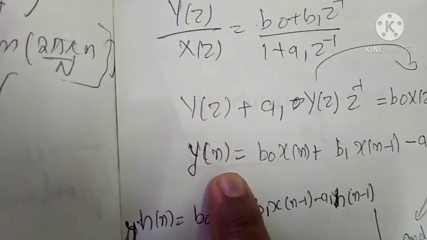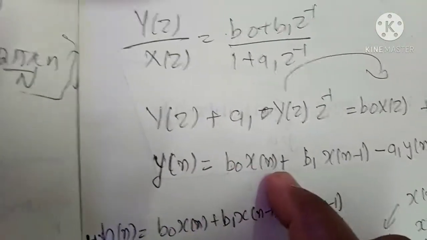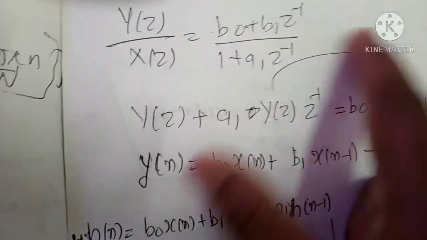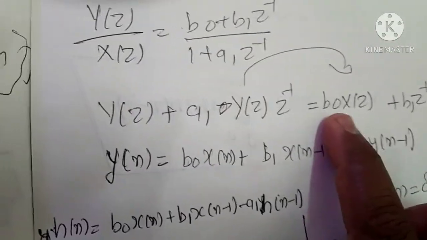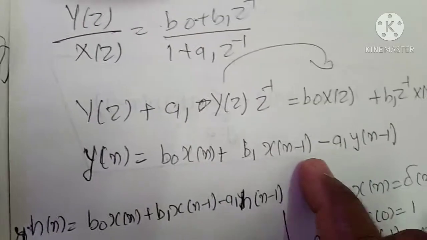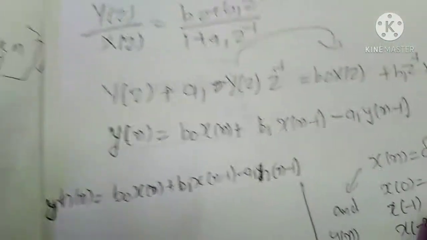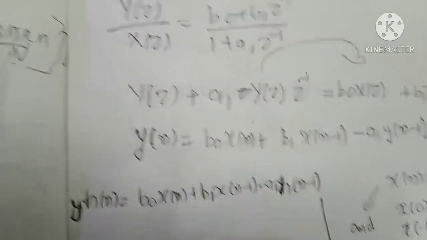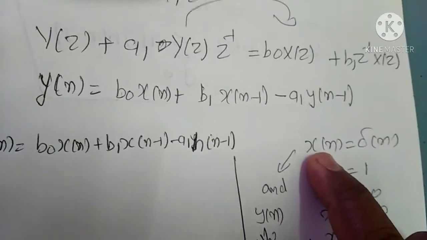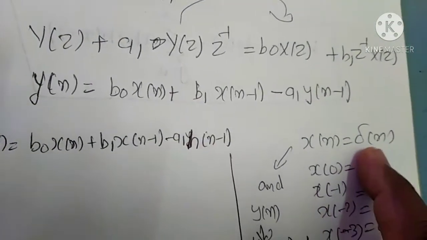So y of z can be written as y of n after inverse z transform, and if I send this term to this side, we get b into x of z, b1 into x of n minus 1 minus a into y of n minus 2. This is the differential equation we got. Now from this differential equation we have to calculate the impulse response. So in order to calculate the impulse response, we have to take x of n is equal to delta n.